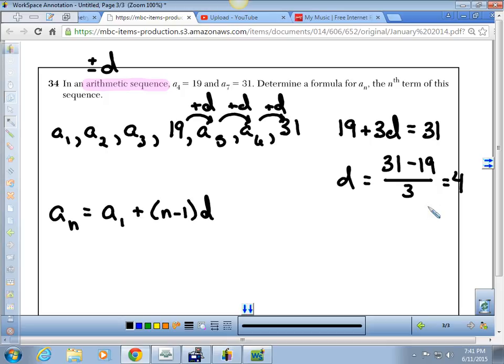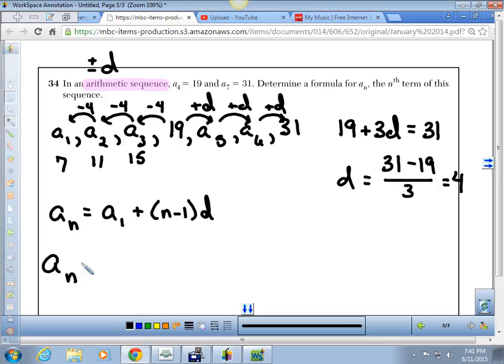Well, if my common difference is 4, can I now work my way backwards to figure out what my first term is? Yeah. How do I undo adding 4? Well, we would subtract 4. So what's 19 minus 4? 15. Minus 4? 11. Minus 4? My first term is 7. Do I have all I need now?